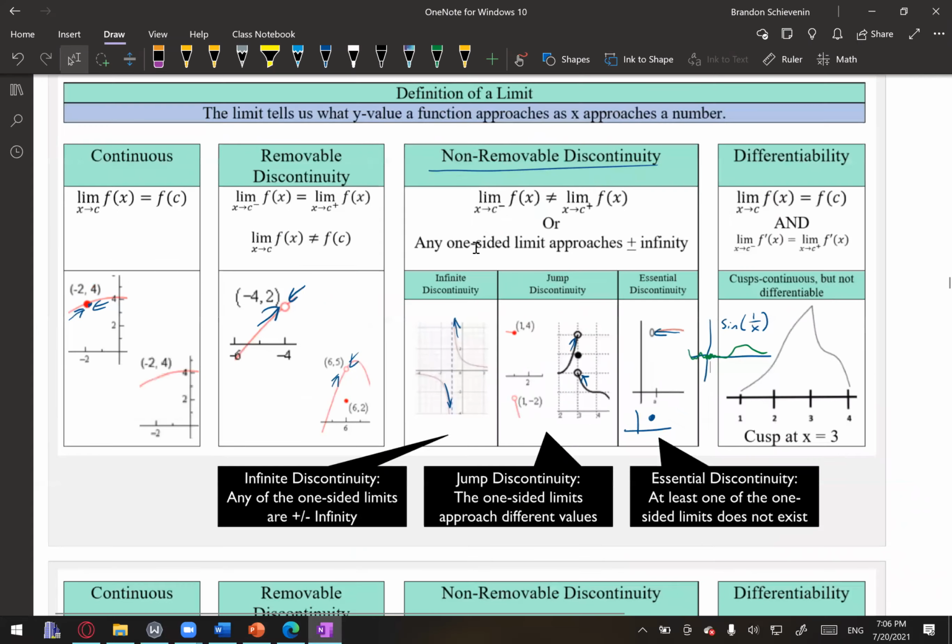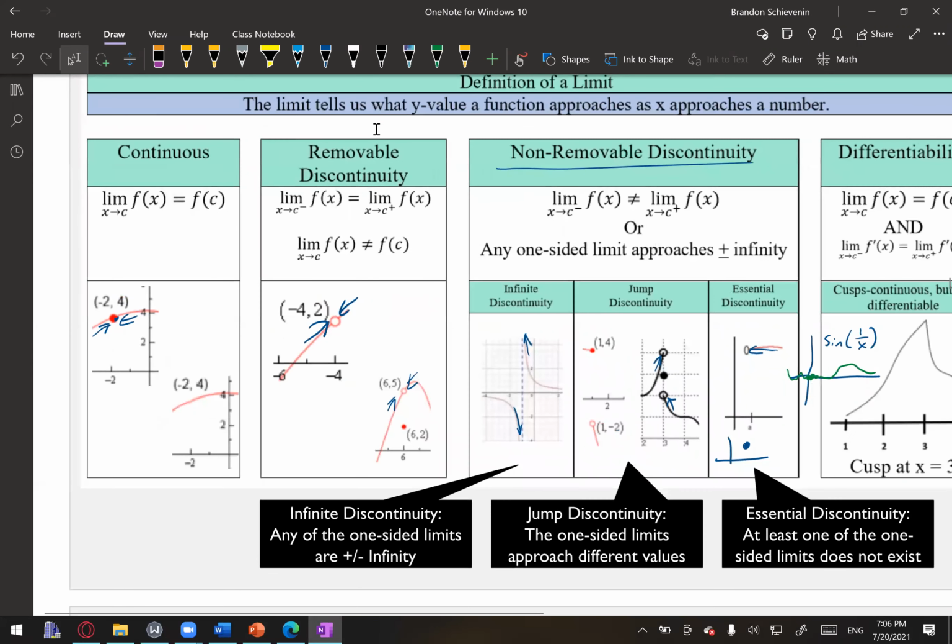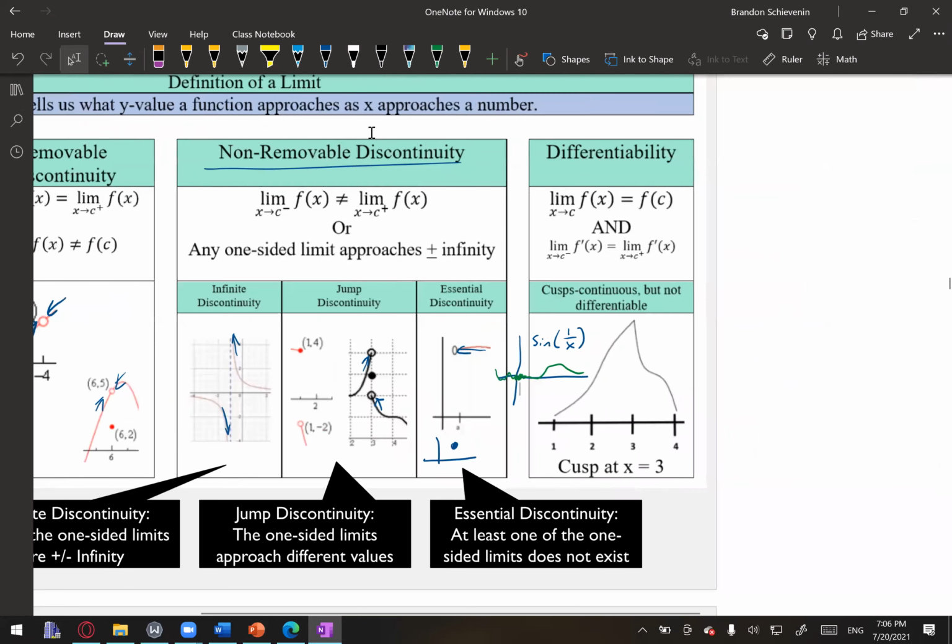Any questions on our categories here for continuity? No. Okay, then one more thing to add.